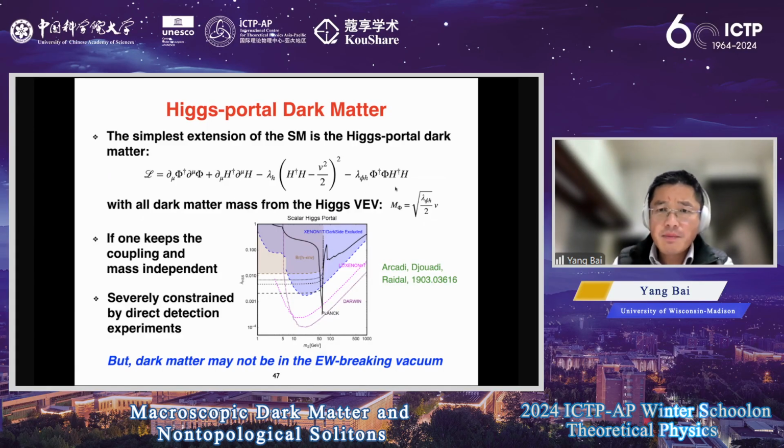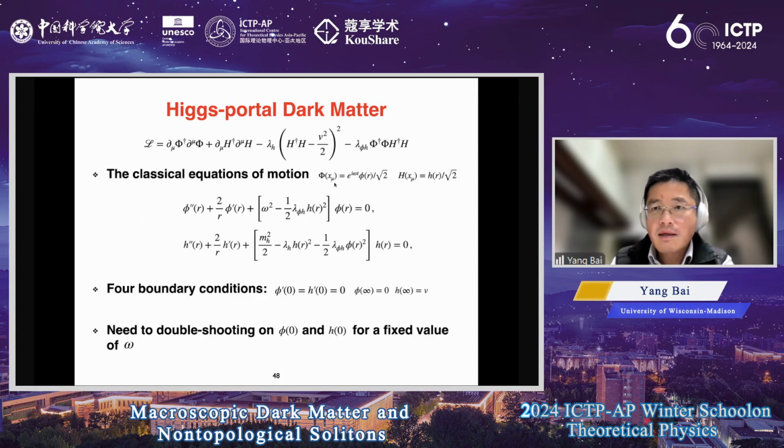But it turns out that even in this very simple model, the dark matter may not be just in our ordinary electroweak-breaking vacuum. There could be a chance that this model can already give us a non-trivial, non-topological soliton or Q-ball-like state. So how do we do that? We write the Lagrangian, and we do the same thing as before, with phi and phi of r.